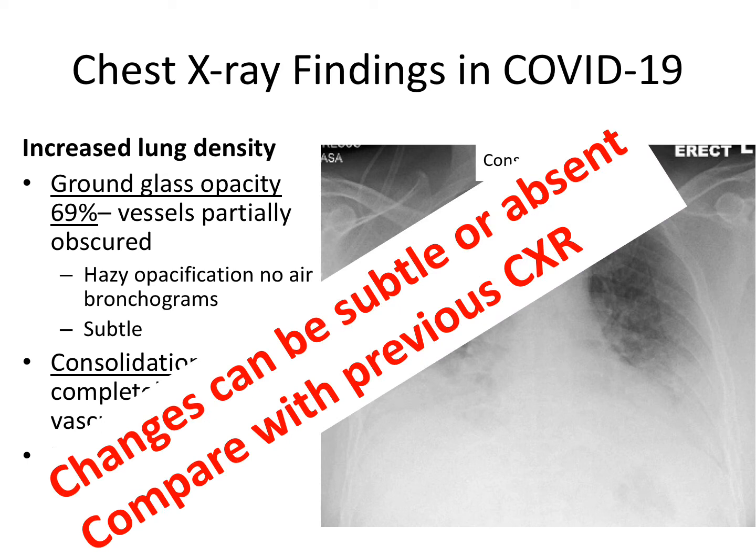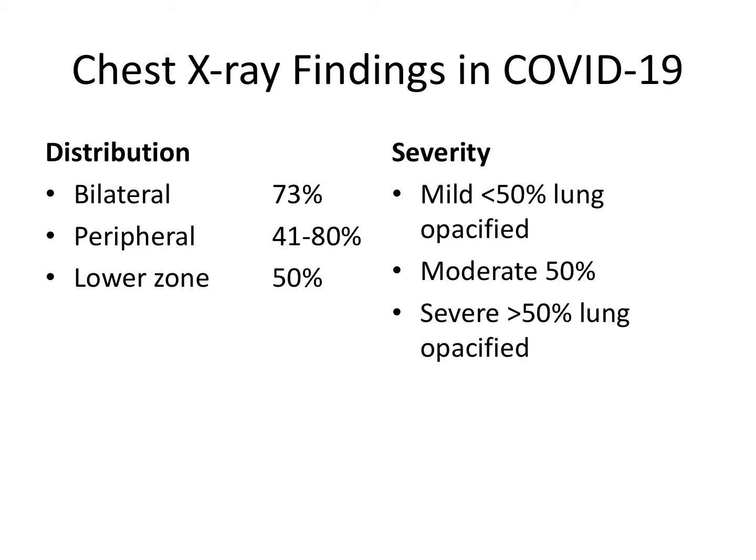Remember, the changes on imaging can be subtle, they may be absent in early disease, and consequently it may be very helpful to compare with previous imaging to help us identify subtle abnormalities. The distribution of abnormalities on X-ray are typically bilateral, peripheral in the majority, and lower zone in the majority.